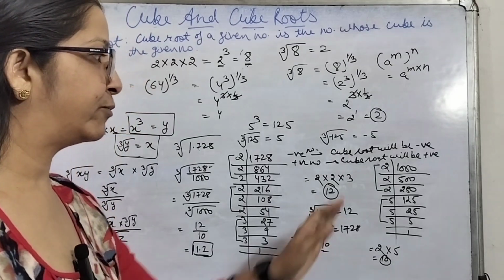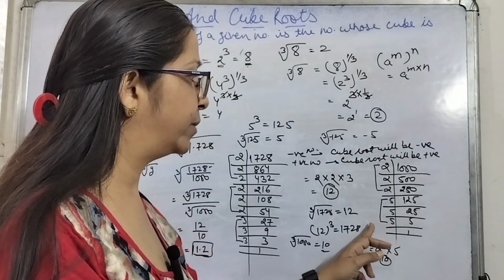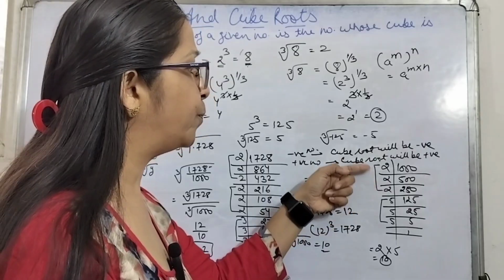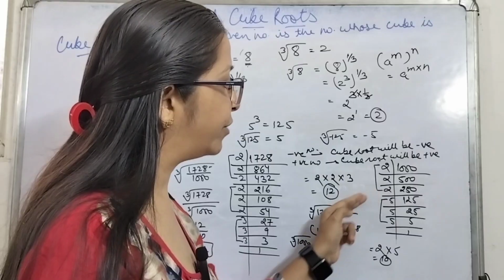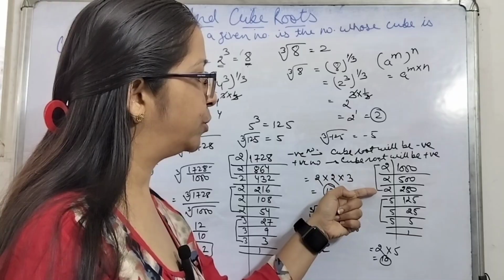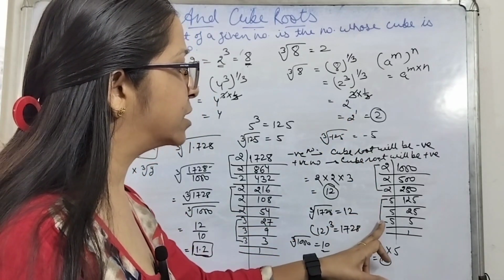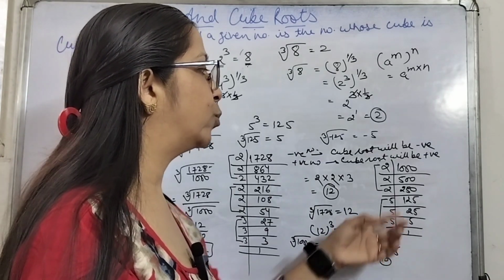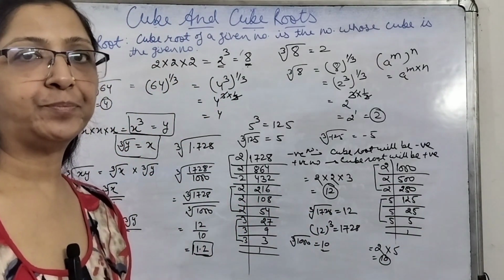This is how we do it: first the prime factorization, then for every factor we make groups of 3, and from each group of 3 we take 1 out. From these three 2s we have taken one 2 out, and from these three 5s one 5. So the factors of 1000 were 2 into 2 into 2 into 5 into 5 into 5. Multiplying the 2 and the 5 gives 10. That means 10 is the cube root of 1000. This is how we can find the cube root of a given number.